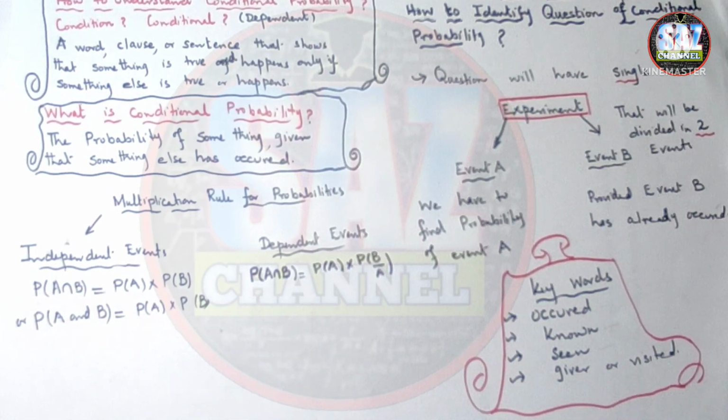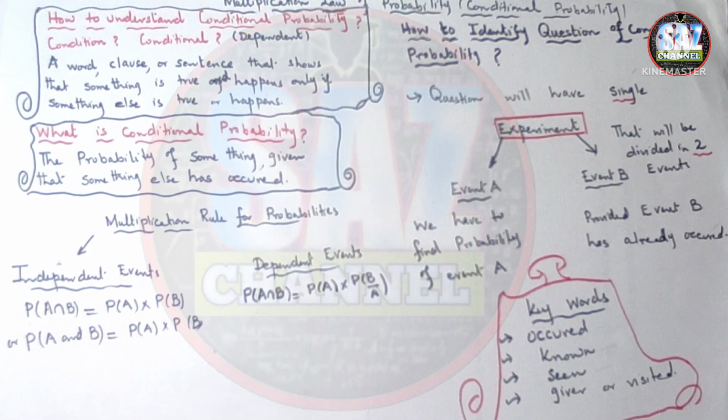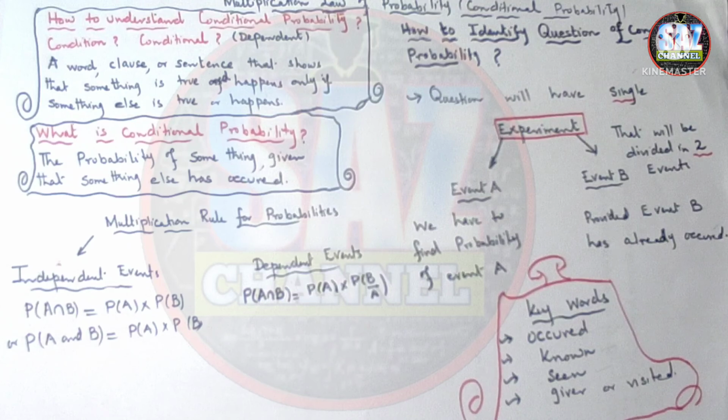I hope you are really clear about what the independent and dependent events are, what will happen to the sample space in case of independent events and dependent events, what the formula for the multiplication rule of probability is for independent and dependent events, and how to identify the questions of conditional probability. Keeping all these points in your mind, let's move to the exercise, and let's apply all these terms on the exercise so that the learning becomes easy for us.